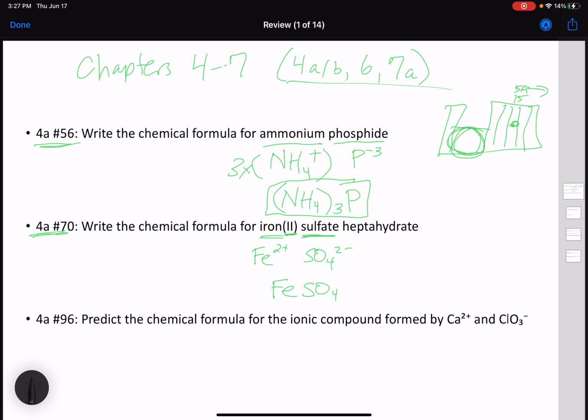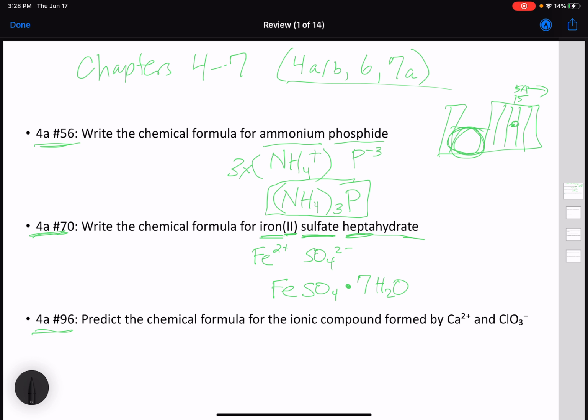No need for parentheses when you just have one of the polyatomic ion. But then let's not forget about the heptahydrate. That means that this is an ionic compound that's bound to some water molecules. The prefix hepta means 7, and hydrate means water. So it's iron sulfate bound to 7 water molecules. Iron(II) sulfate heptahydrate.